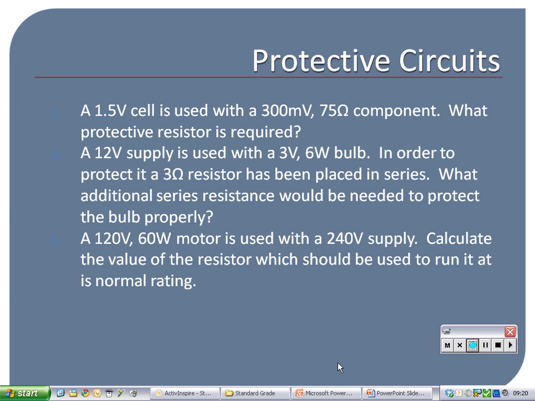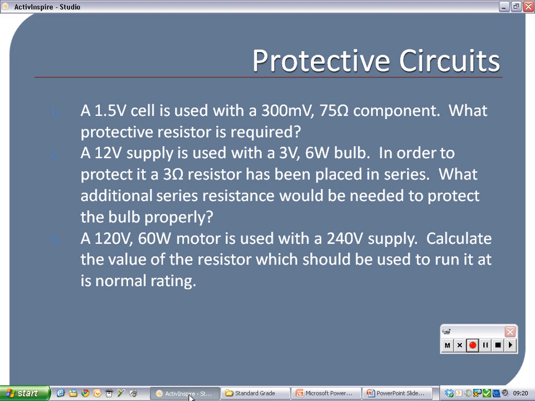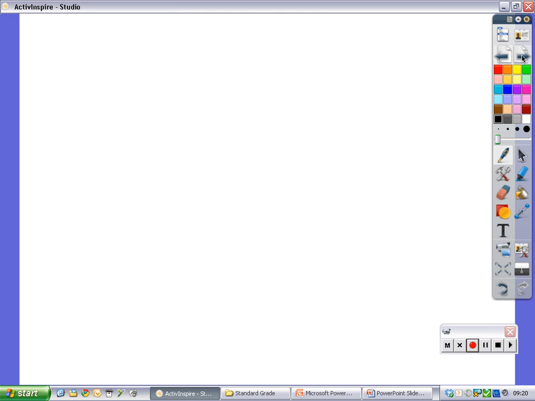Okay, so example question. First one: a 1.5 volt cell is used with a 300 millivolt, 75 ohm component. What potential resistance is required? So, 1.5 volt cell, 300 millivolts, 75 ohms. These are the things you need to think about.